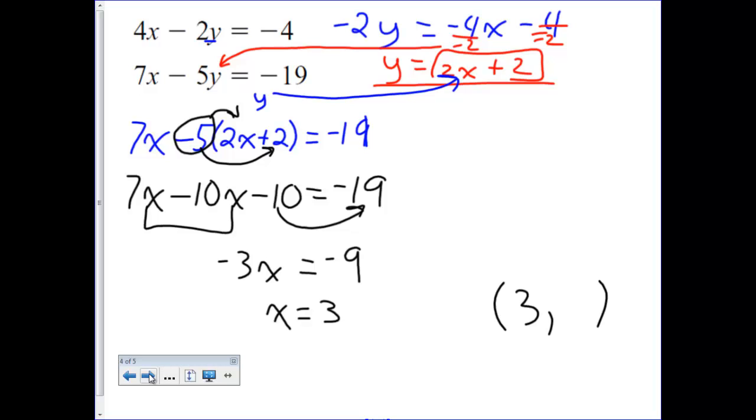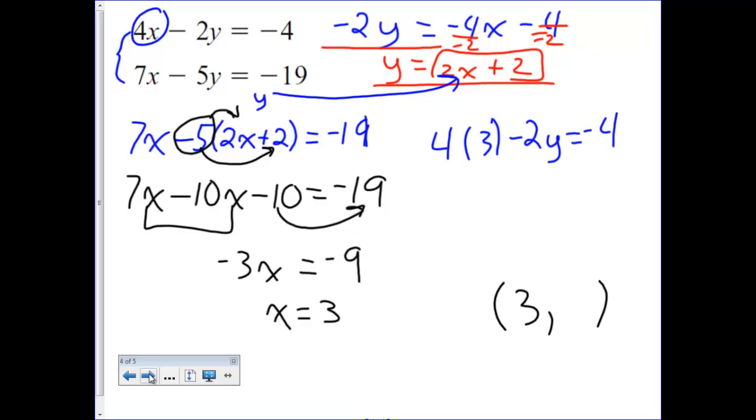Now I've got to go back and calculate the y value. I always recommend you go back and test your answer, check your other solution in one of the original problems. So use one of these equations here to substitute. Don't use one of your modified equations. And since I'm substituting a 3 in for x, this coefficient's only 4. I'm going to use that one because it's a smaller number. So 4 in place of x, I'm going to put my 3, minus 2y is equal to negative 4. And now just solve for y.